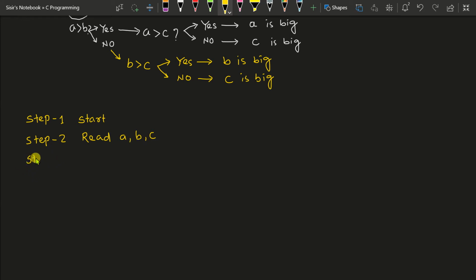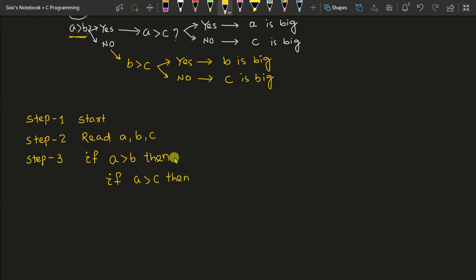Step number 3. What should be step number 3? We have to use the if else statement. First of all, I have to check what? If A greater than B. This part I am checking: A greater than B. If it is yes, then what do I have to check? I have to check again whether A is greater than C or not. So inside the if, I have to write again if A greater than C, then.